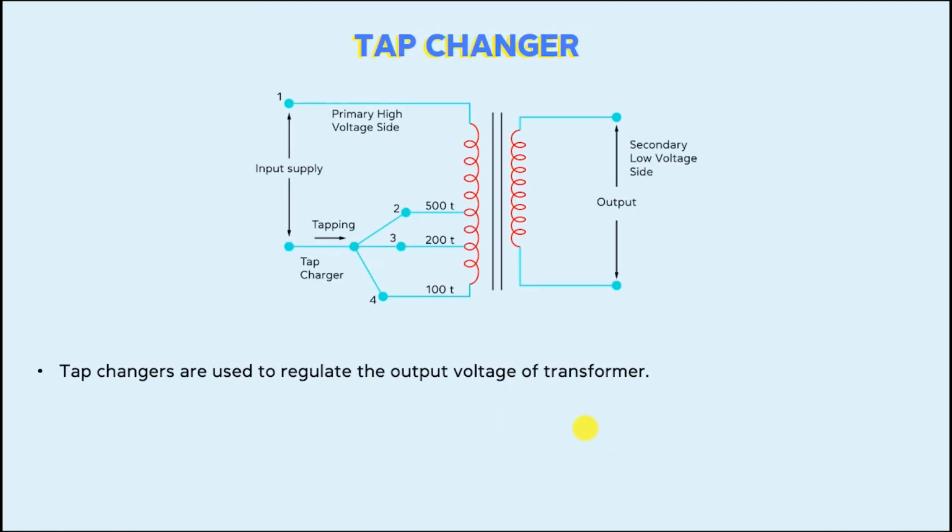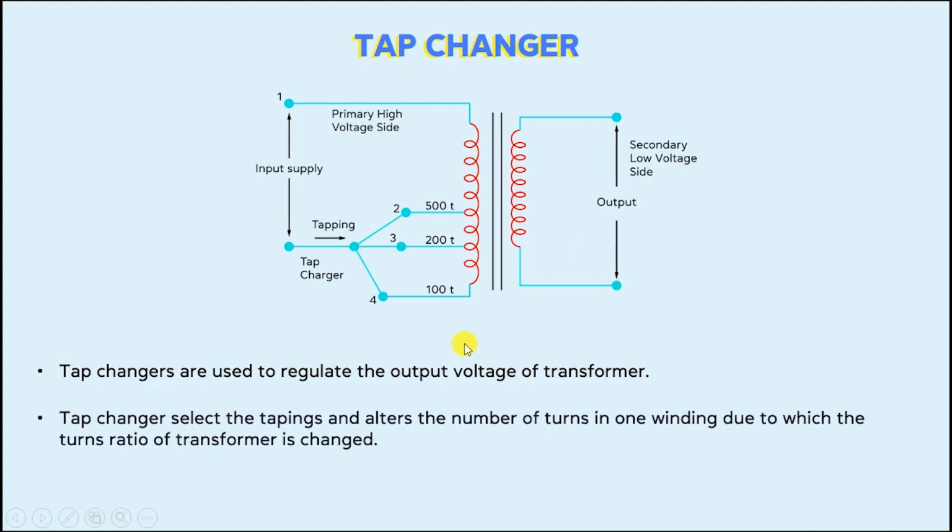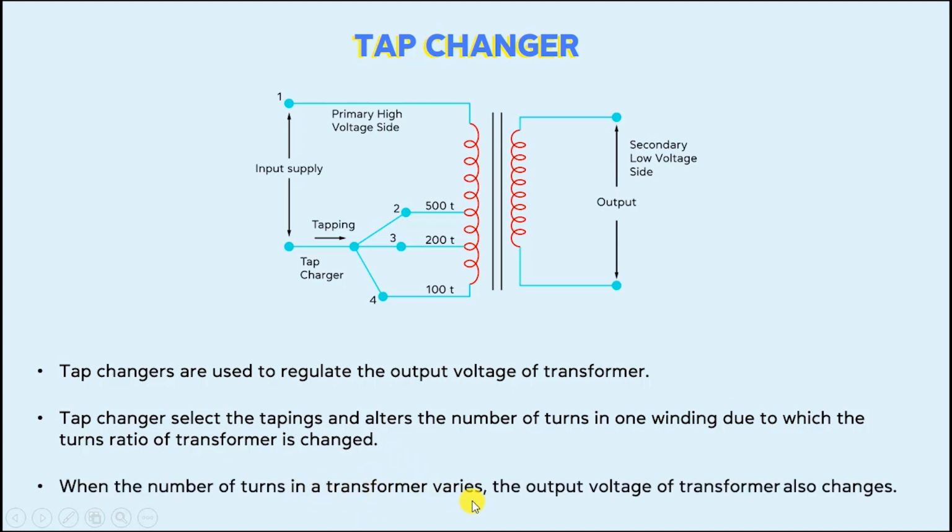Tap changer. Tap changers are used to regulate the output voltage of a transformer. Actually, tap changers are often used when we want to get a specific voltage at the output of the transformer. Tap changers connect the tappings and alter the number of turns in one winding, due to which the turn ratio of the transformer is changed. And we know that once the number of turns in a transformer varies, the output voltage of the transformer also varies.